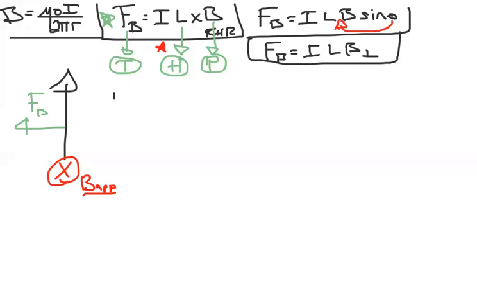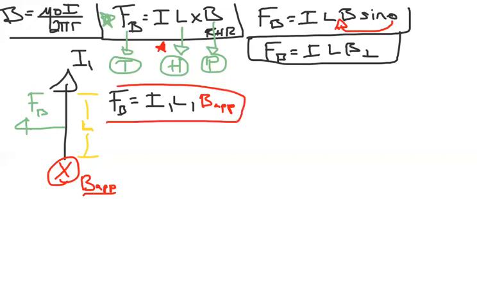This is where things start getting a little important with the equation. If we need to write this equation, if this current is I1, it would be I1 L1, because it's the length of that wire too. And the B is going to be B applied, that outside B. Make sure that you can write these equations for these situations. It's very important that you're not just doing right-hand rules.